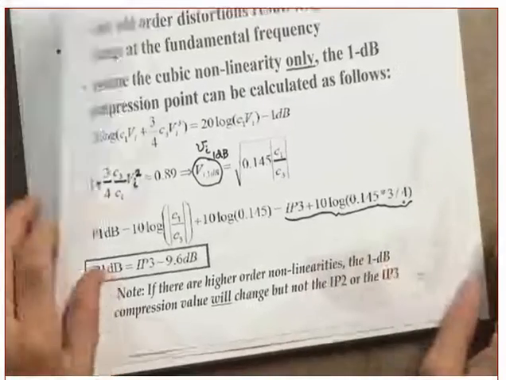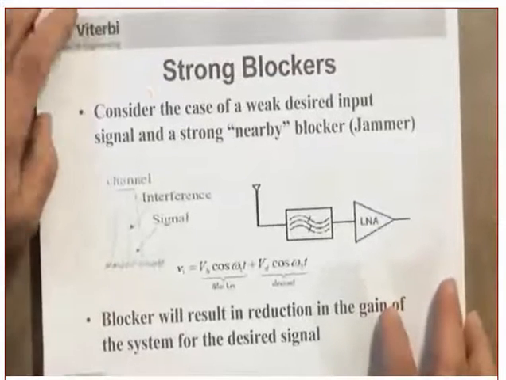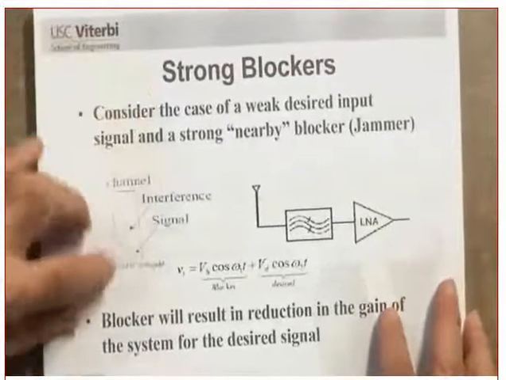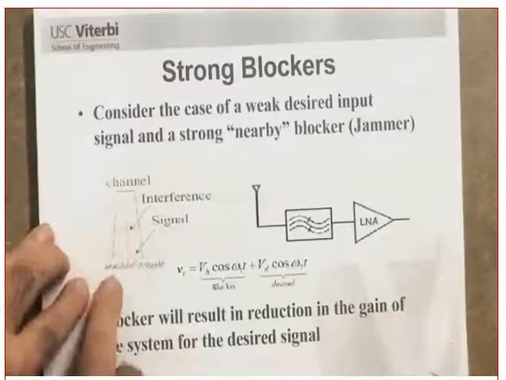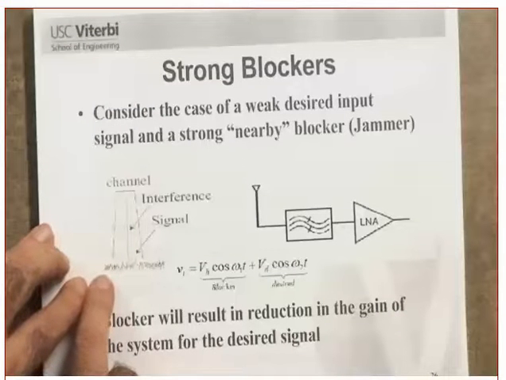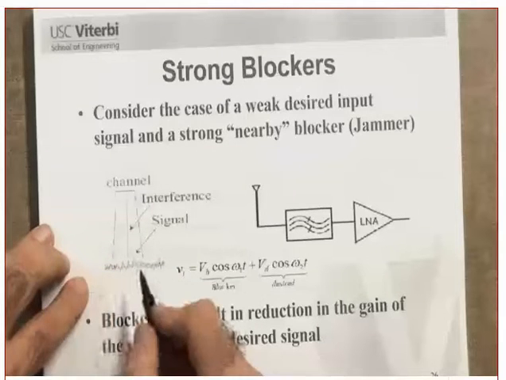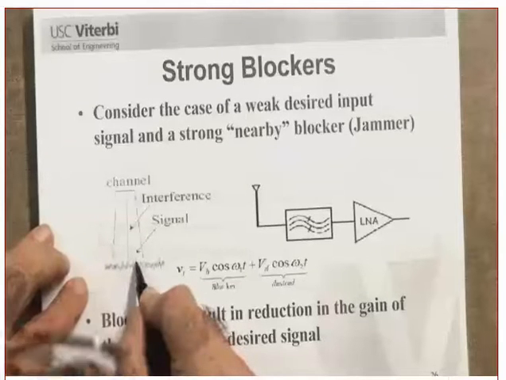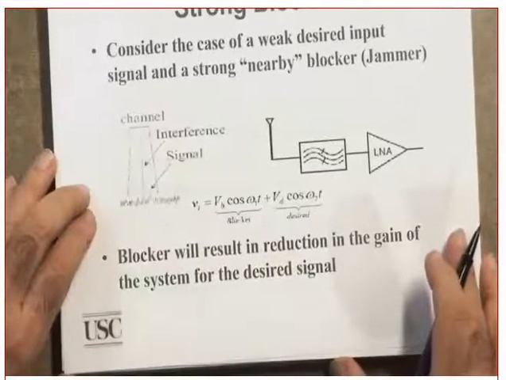Clear? Okay, good. Now, one more thing to look at, which is a strong blocker. What does it mean? Let's see if you can help me here. Where is the signal here? Can you show me where the signal is? The desired signal is this one. Do you see a peak here? Can you zoom in, please, a little bit?